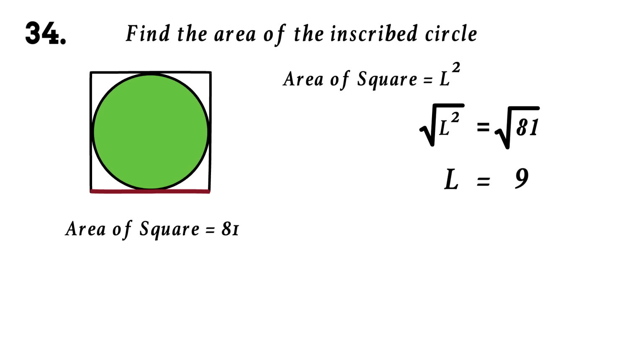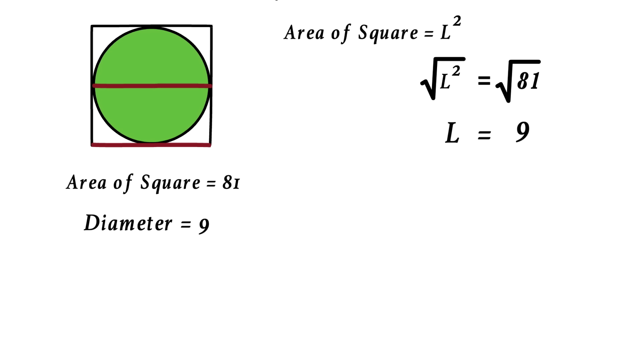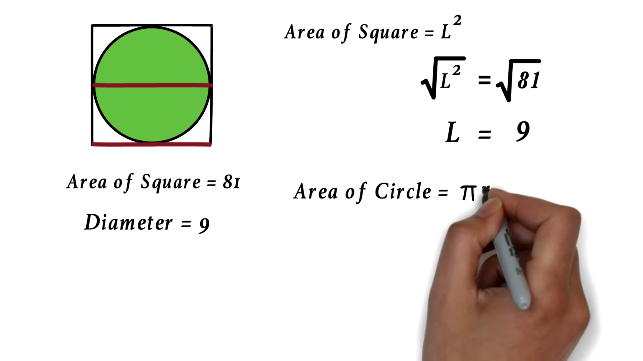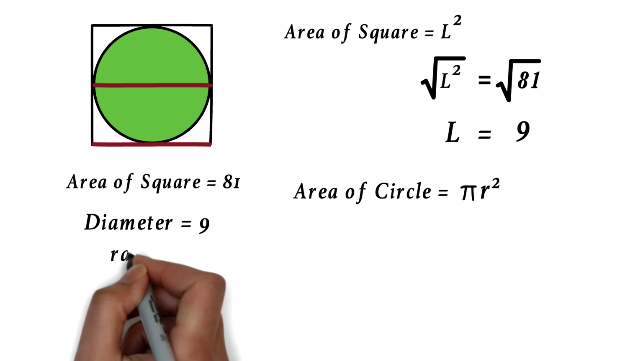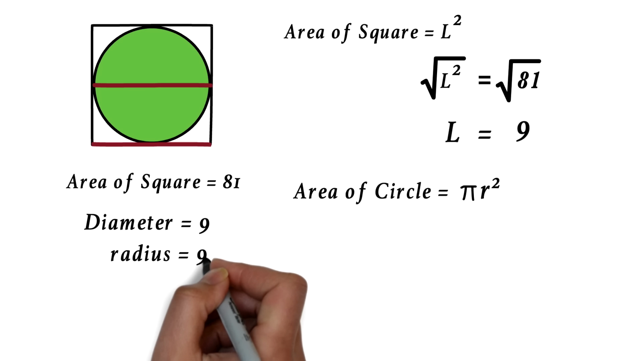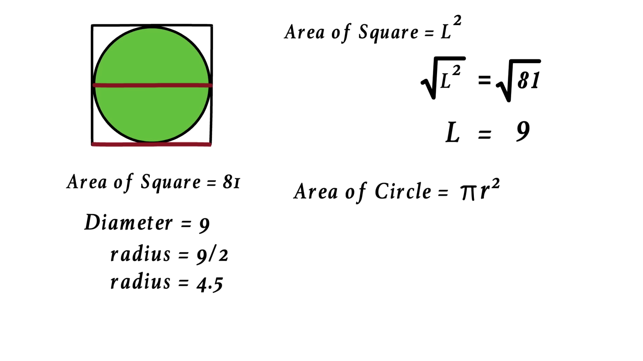You will notice that the length of the square will be the same as the diameter of the circle, so we can say that the diameter of the circle is also 9. The area of a circle is pi times the radius squared. We know that the radius of a circle is half the diameter. So the radius is 9 divided by 2, which is 4.5. Now, we can put our radius into this formula and solve.